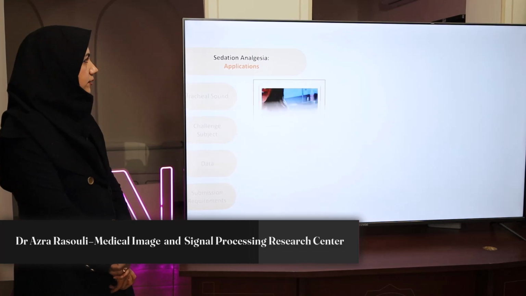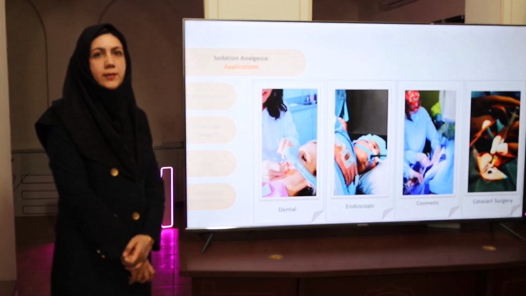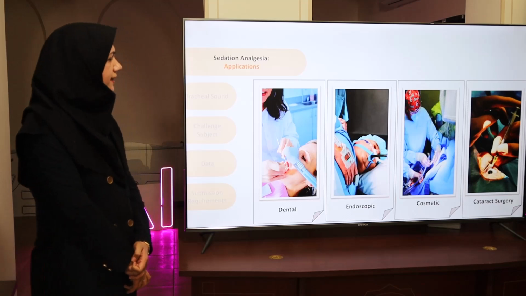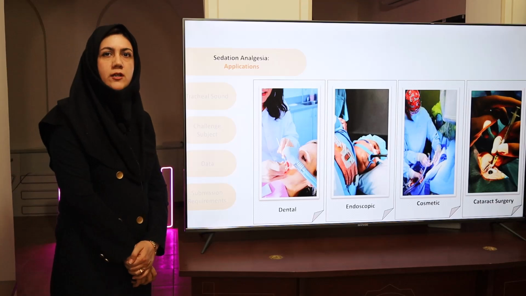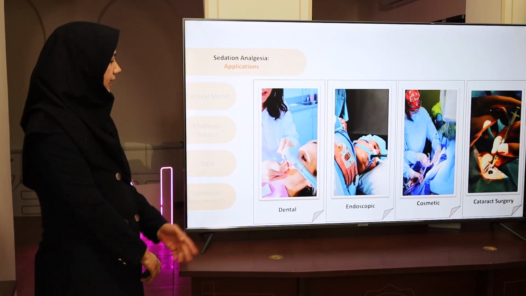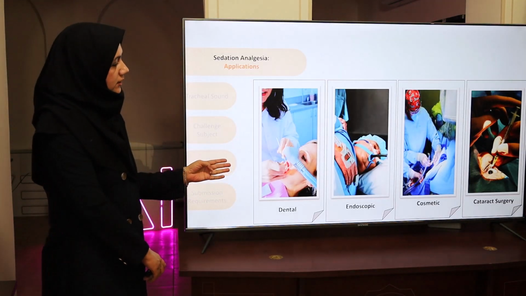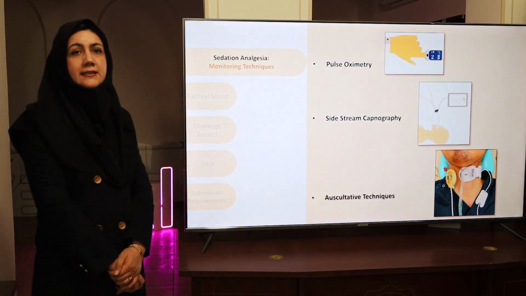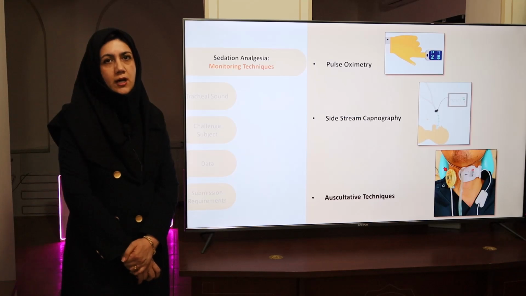Sedation analgesia is a method that combines sedation and analgesia to provide pain relief for patients that undergo medical procedures. It has very many applications in both surgical and non-surgical procedures, including dental procedures, endoscopic procedures, cosmetic and cataract surgeries. For a patient that a sedative drug is administered, it is necessary that the respiratory function be monitored by the anesthesia team.